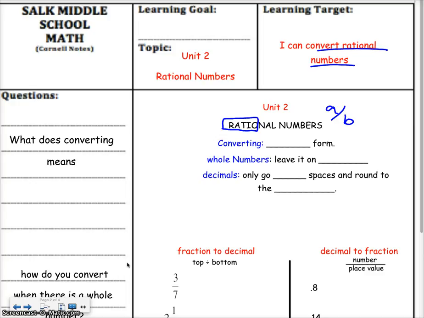So we're applying rationals today by converting. That's our goal today. You can convert rational numbers, meaning you can convert fractions. You can either turn a fraction to a decimal or a decimal to a fraction. That's what you can do today. Converting means to change form.